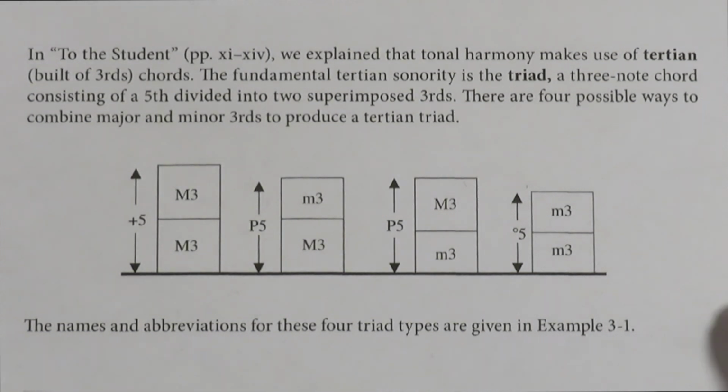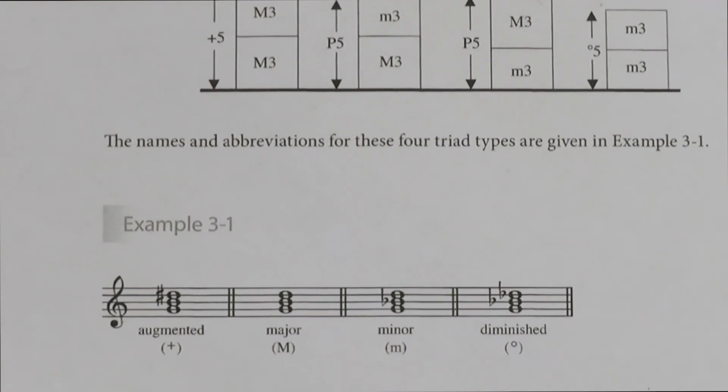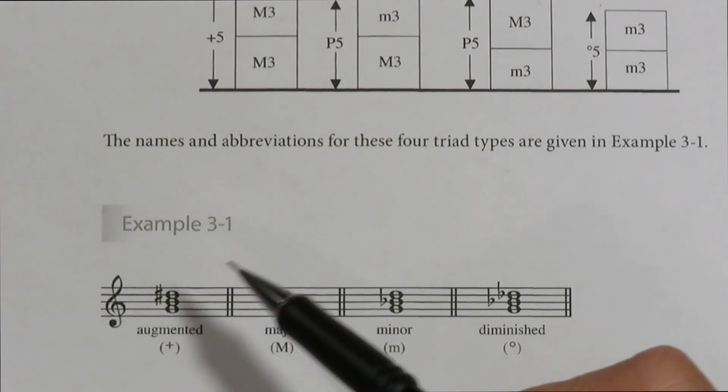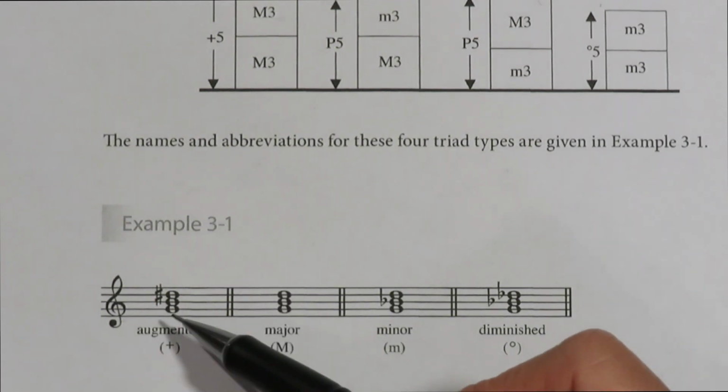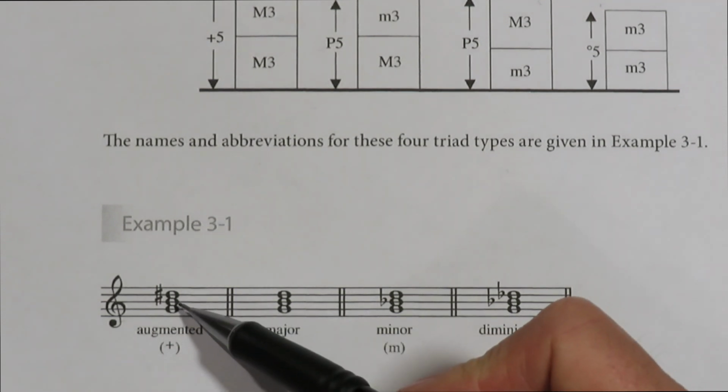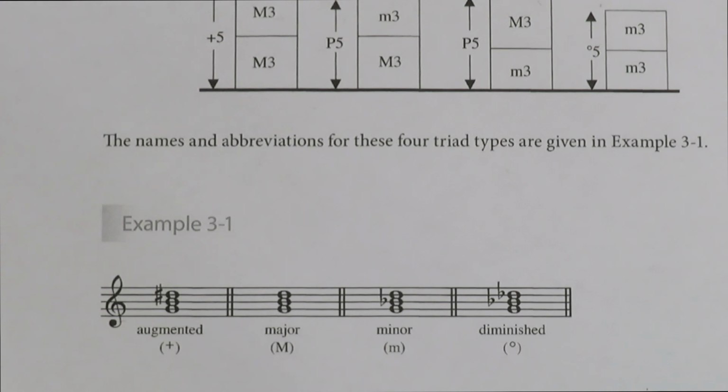Okay, so here's a little example. We have the four different types of triads here. We're starting with G. We have the G augmented, the major, the minor, and the diminished. And notice that for the augmented, we have G to B, which is a major third, and then D to F sharp, another major third.